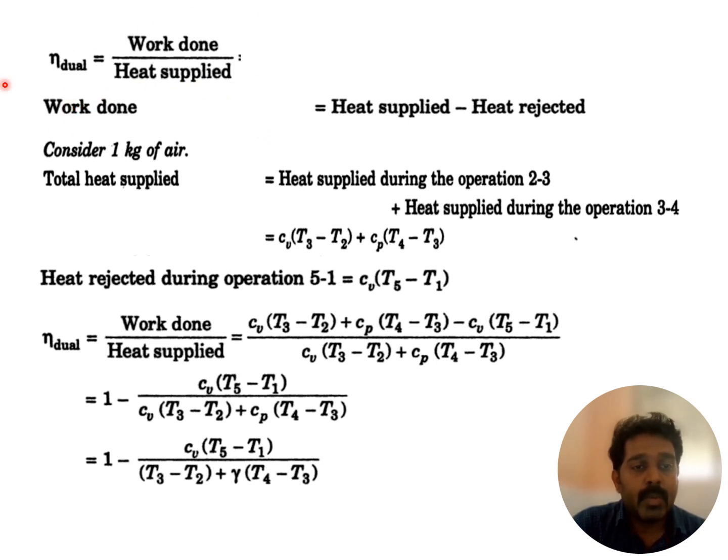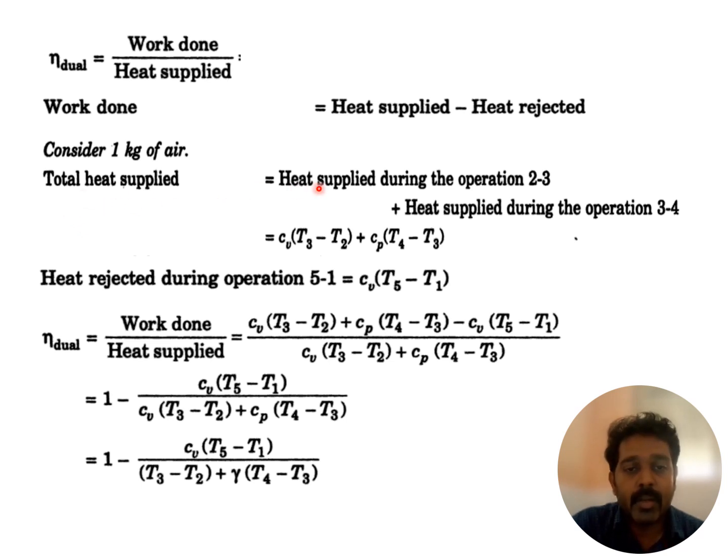First, I am going to explain the efficiency of the dual cycle. The dual cycle efficiency equals work done divided by heat supplied. The work done is nothing but heat supplied minus heat rejected. Total heat supplied minus heat rejected is the actual work done value. Then consider 1 kilogram of air. Here you find the total heat supplied.